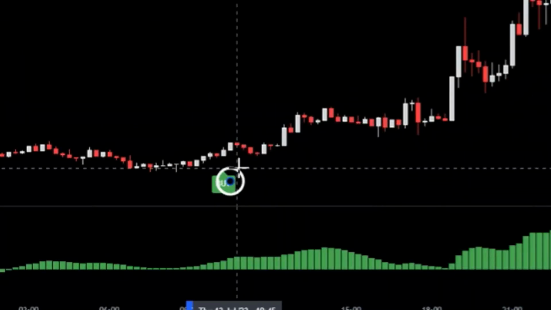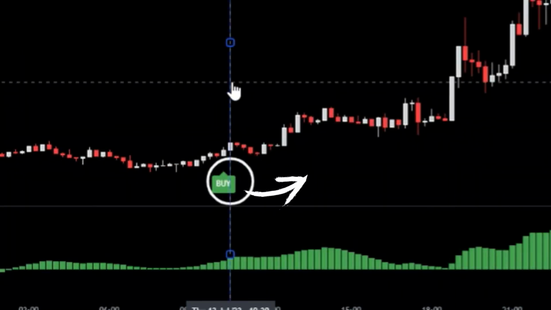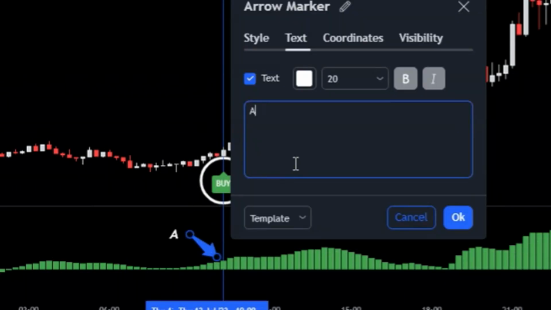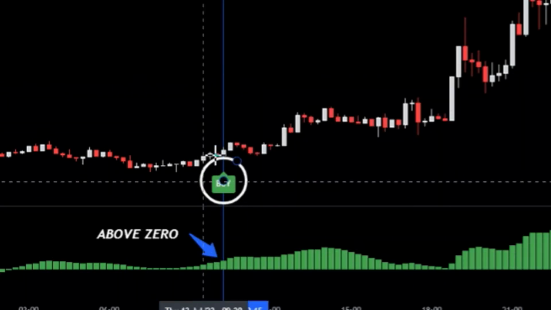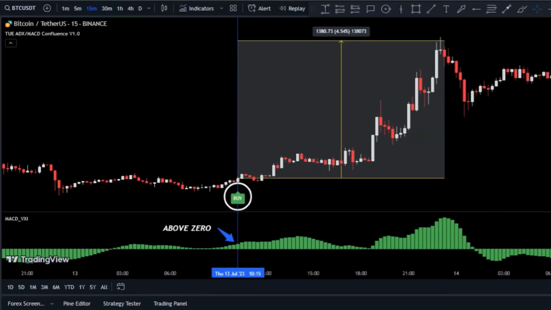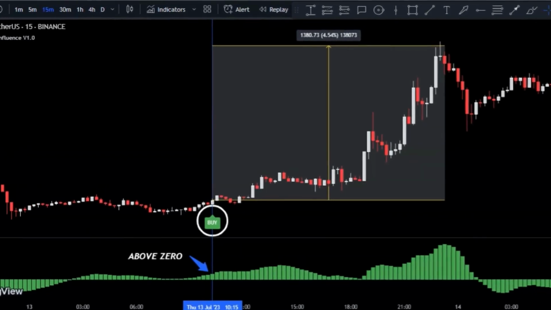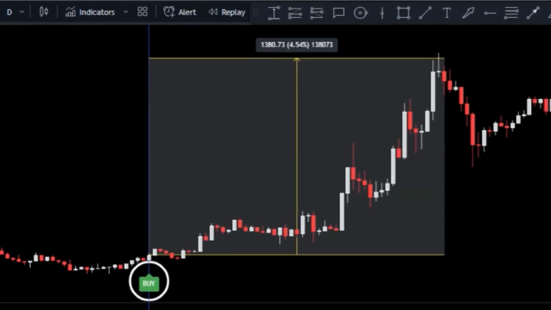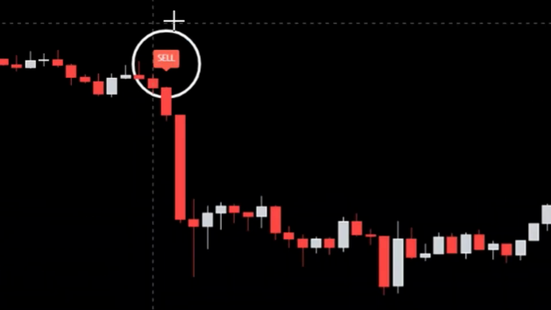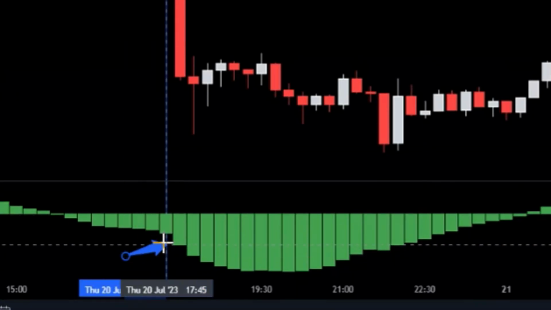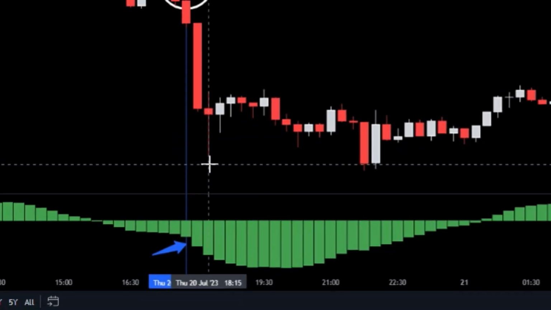For instance, here on the chart we've got a buy signal, and by checking the histogram of the MACD VXI indicator, it confirms its validity. So it's a go-ahead for opening a long position. In the next example, we've had a sell signal, and after referring to the histogram, it's been given the green signal as well.